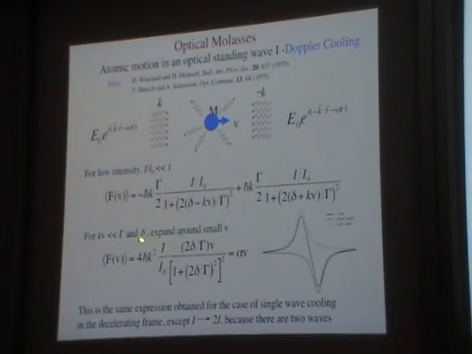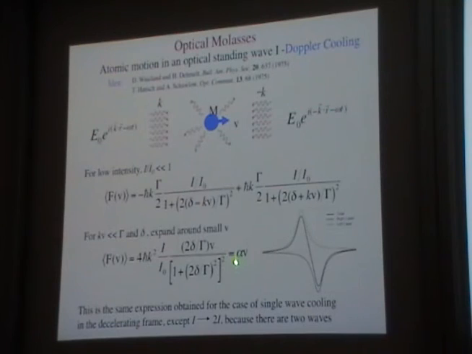So if I take this equation, I expand it for small velocities, and look to see what I get. The average force acting on the atom in this case is given by this equation, and again, it turns out to be, for small velocities, just proportional to the velocity.